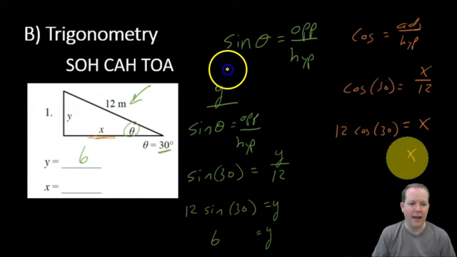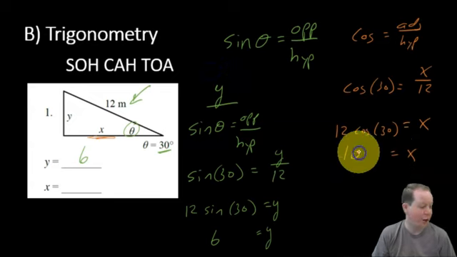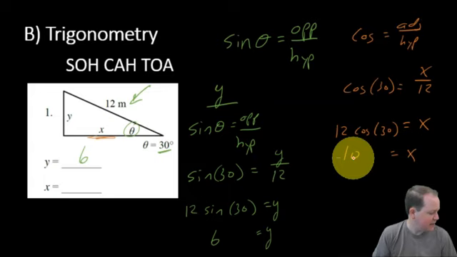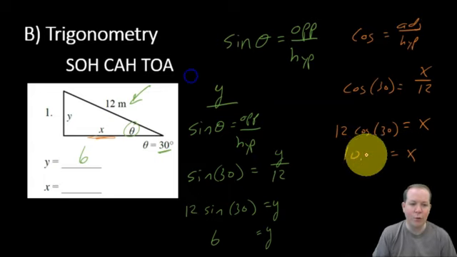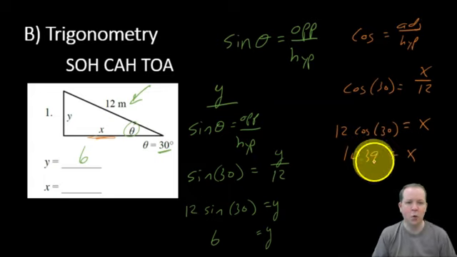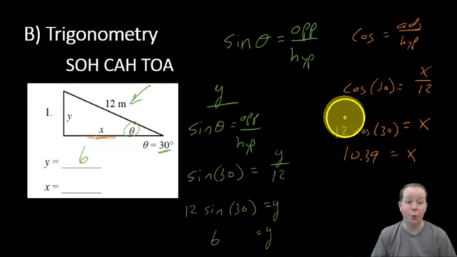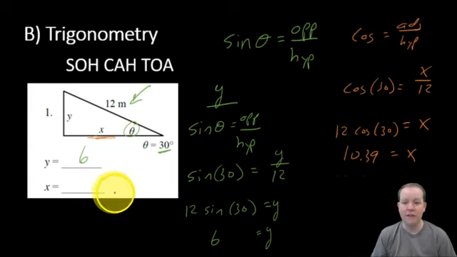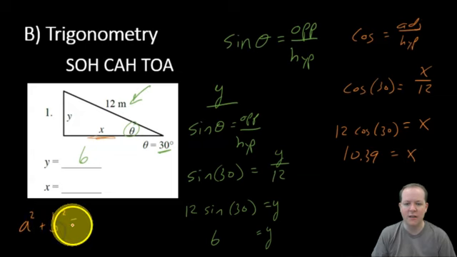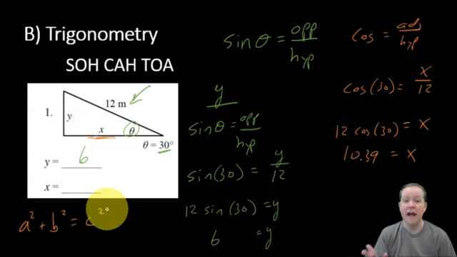Punch it into your calculator. I get an answer for x of about 10 point... I'm going to look off and glance at my piece of paper. 10.39. Rounding to 1 or 2 decimals is fine. So remembering sine, cosine, tangent, SOHCAHTOA is important for this class to solve for things, as well as the Pythagorean theorem, the idea of a squared plus b squared equals c squared. I don't have a problem here, but that's an important thing to remember as well, okay?